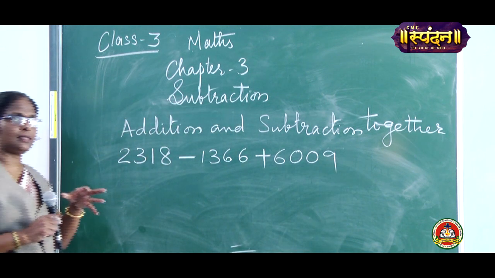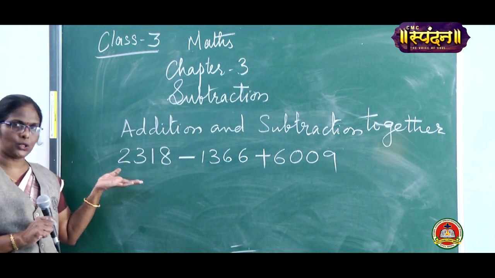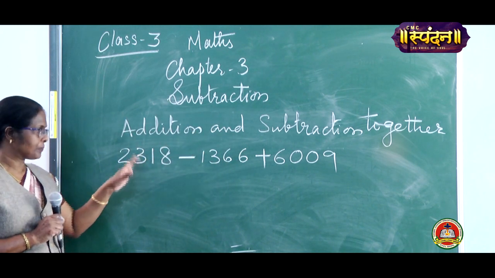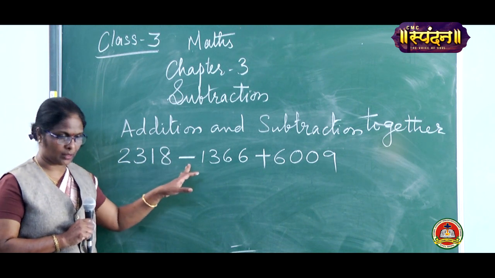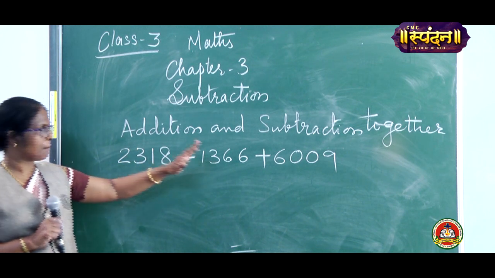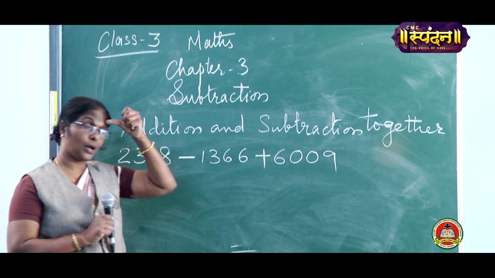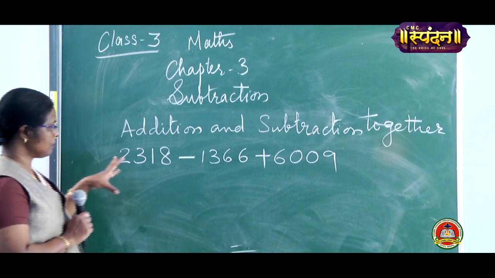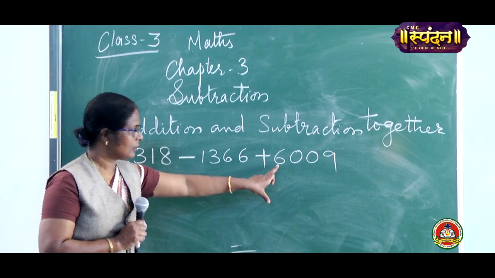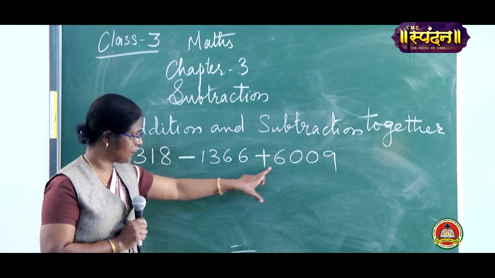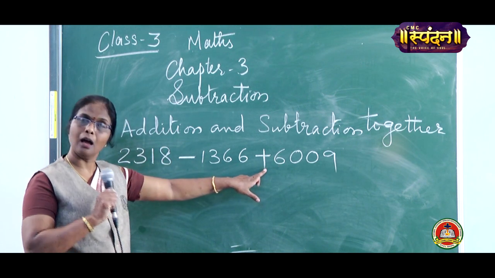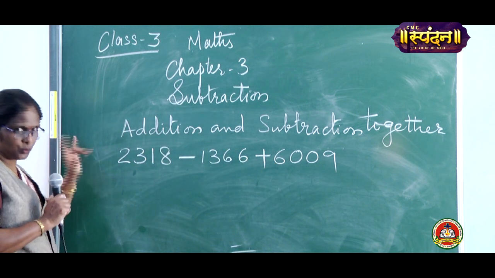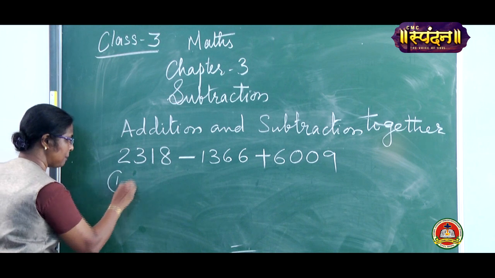In the earlier question we had seen the addition was first. There was addition in the first two numbers and the subtraction was at the last. But here it is 2318 minus 1366 plus 6009. Now as I told you, the numbers which have the plus sign, you can see here which numbers have the plus sign. 6009 has a plus sign. Just before the number, what is the sign here? Plus. So this number and this number you have to add. So the first step is to add the numbers which have the plus sign together.